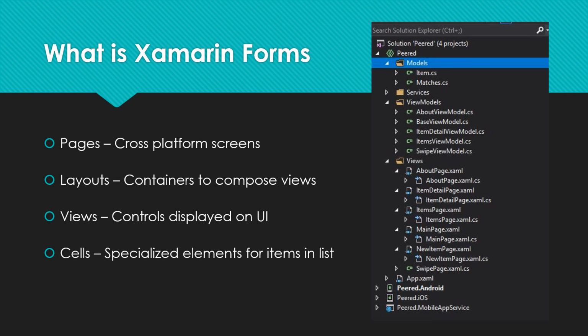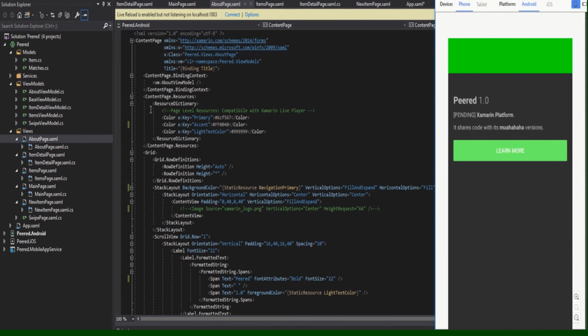Layouts go over pages, and they're containers in the page in which you compose different views. And the views are your user interface. Now it's got your labels, your buttons, your text entries, so you put all those inside your layouts. And then cells are a special way to define how each item in a list of items should look, so you can have different cell looks. And on the right here is a typical layout of the app, and we have our view models, our views, and our models.